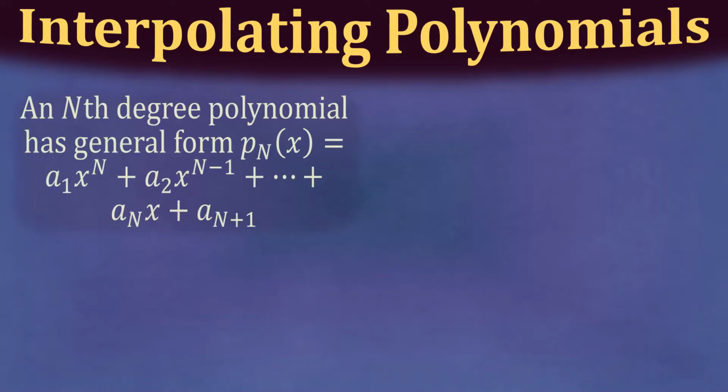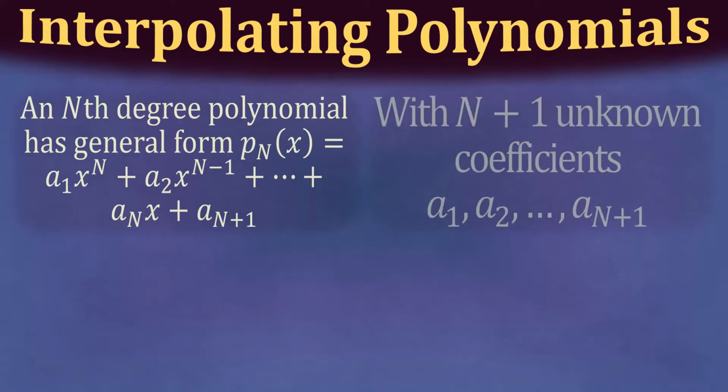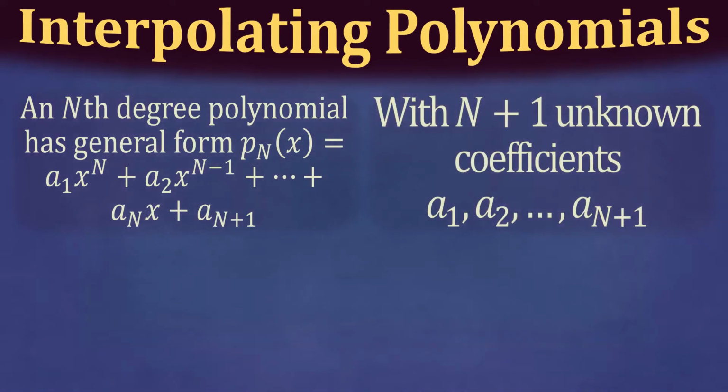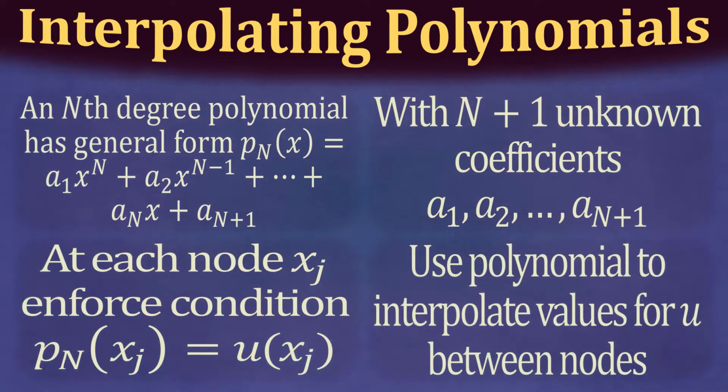An nth degree polynomial is the general form P_n(x) is equal to a_1 x^n plus a_2 x^(n-1) plus all the way up to a_n x plus a_(n+1), with n plus 1 unknown coefficients a_1 to a_(n+1). At each node x_j, we enforce the condition P_n(x_j) is equal to u(x_j), and use the polynomial to interpolate values for u between the nodes.